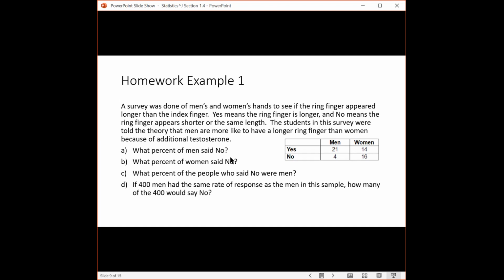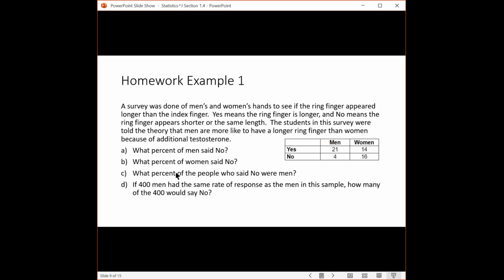All right, so to find the percent of men who said no, we need to first find the total number of men. To do that, you want to add these two. So 21 plus 4 gets us 25. And then you want to take the no entry here, 4, and divide it by 25. We'll just set that aside and see if that's right on the next page. What percent of the women said no? First you need to find the total number of women. So you take 14 and 16 and add them, which gives us 30. Then we want to take the number of women who said no, which is 16, and divide it by 30. Again, set that aside and see if that's right on the next page.